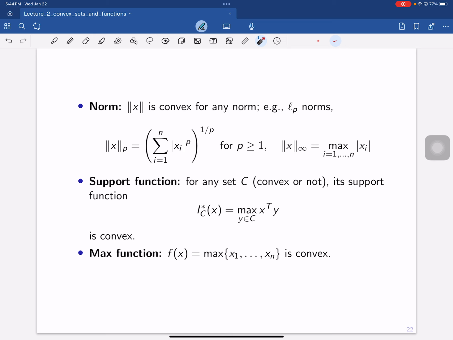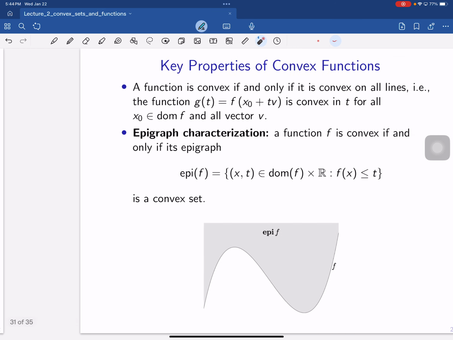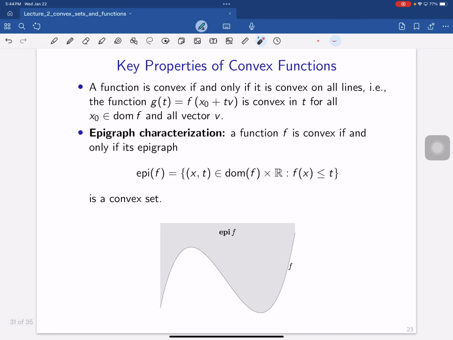Then the max function is also convex. You can show it by definition. If you have a vector of length n, taking the maximum over this length n vector, you can show by definition it is a convex function. Let me go through the next slides quickly. I'm slightly running out of time.